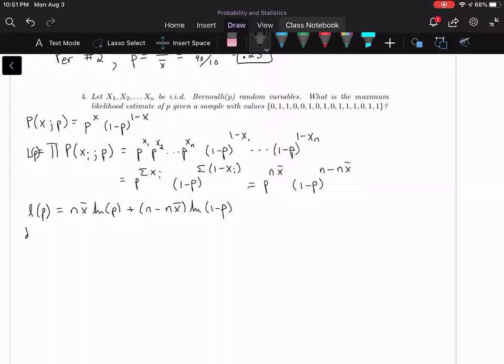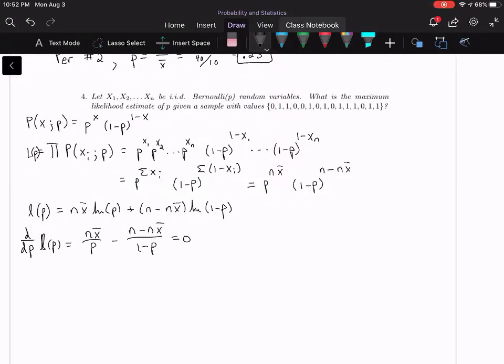So we want the derivative with respect to p of the log likelihood, L of p, which is going to give us nx bar over p minus n minus nx bar over 1 minus p. You set that equal to 0, and then you solve. And again, there's more than one way to do this. I like multiplying by the common denominator.